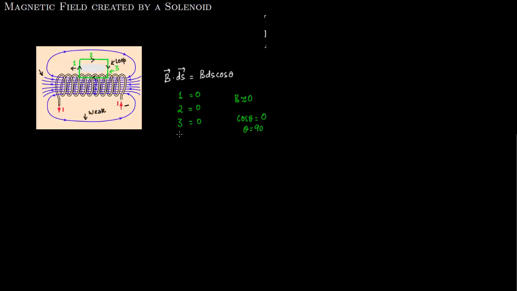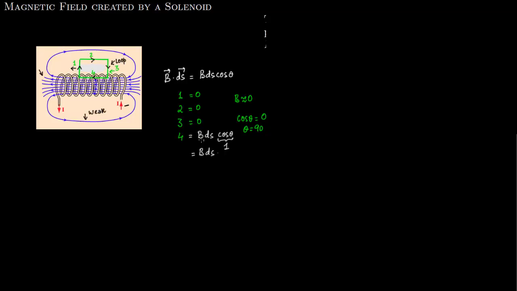So we end up with side 4, the fourth side right here. For the fourth side, the magnetic field and the loop are in the same direction. You can see the magnetic field given by blue and this green loop are in the same direction. So for the fourth, B ds cos theta, where cos theta becomes 1 because theta is 0, is just equal to B ds.